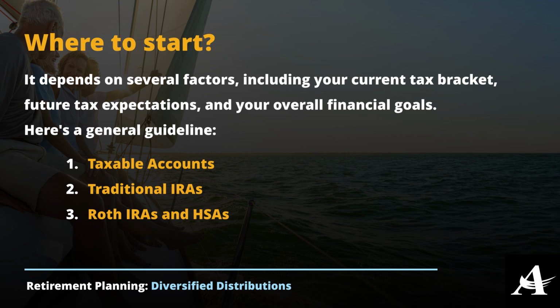But in terms of that basic sequence, think about taxable first, if you can, then the traditional, especially if it's the required minimum distribution, and then save for last those Roth and HSAs. It's complicated stuff, and this is where people, they're not sure. We're talking about managing their asset allocation across these different accounts.